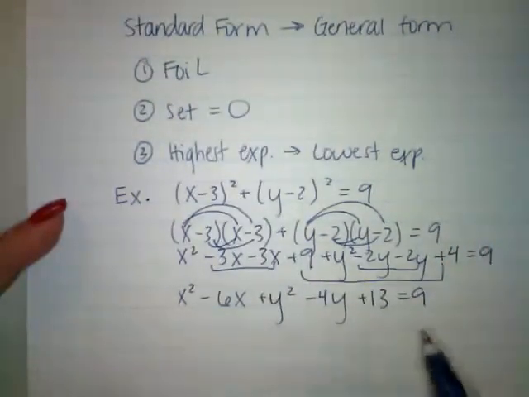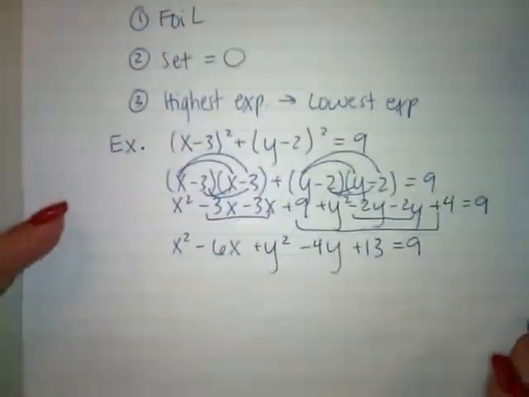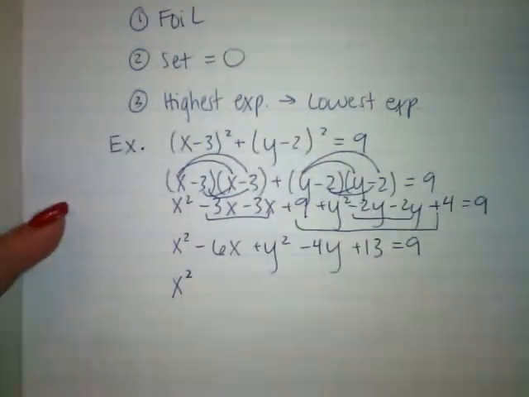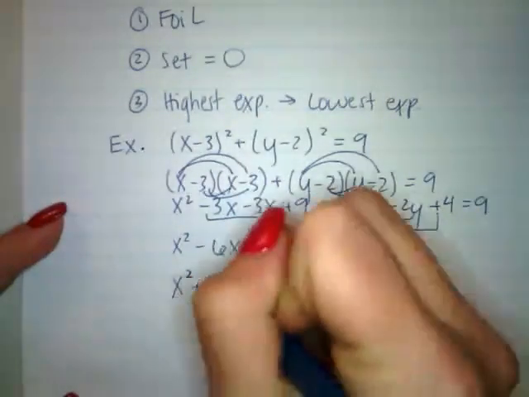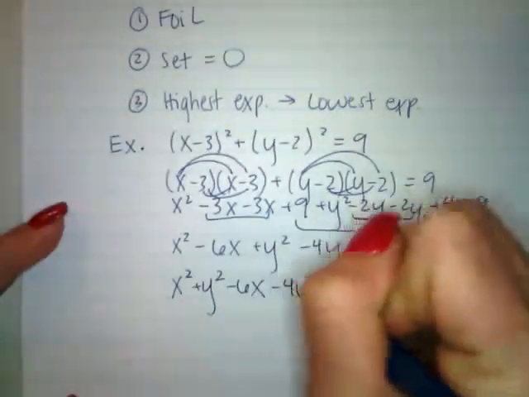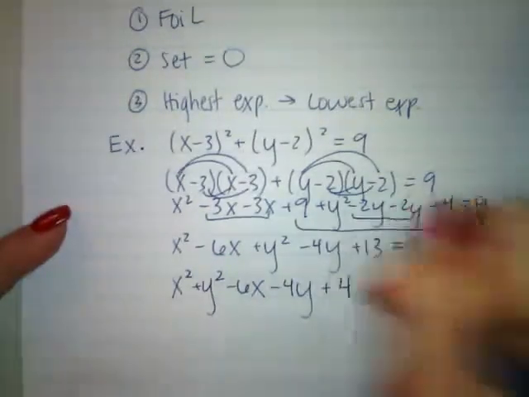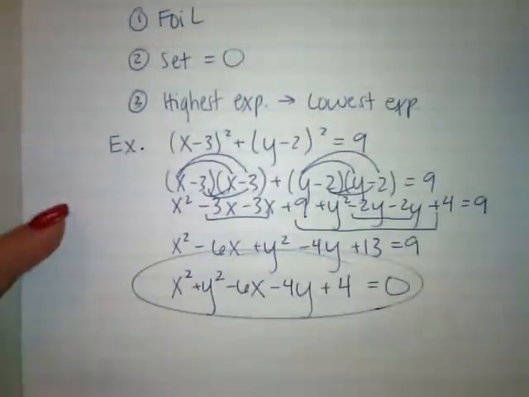Now I want to make sure that this is set equal to 0 and it's written from highest exponent to lowest exponent. It doesn't really matter whether the x or y goes first. If we want to, let's go alphabetically. So it's going to be x squared plus y squared minus 6x minus 4y. And we'll subtract the 9 over to this side of the equation. When you subtract the 9, that's going to leave us with 4. This would be the final answer.